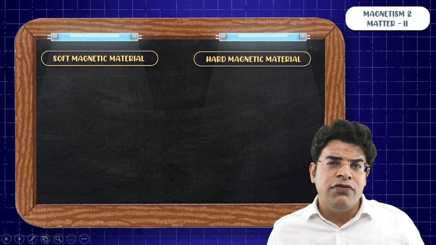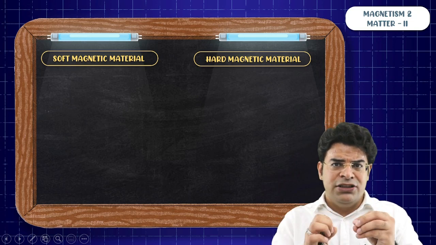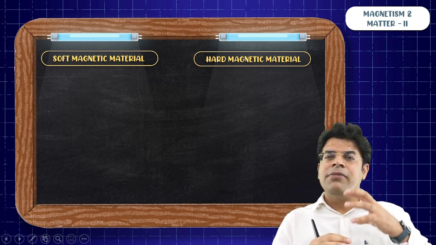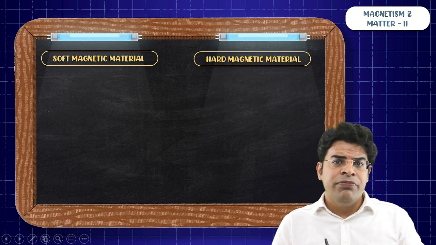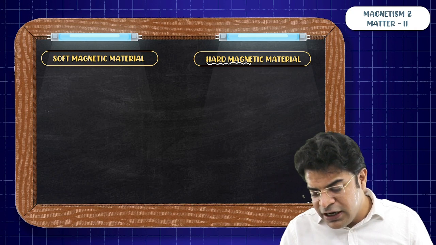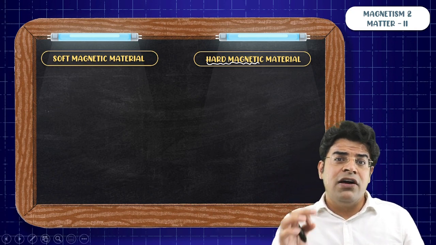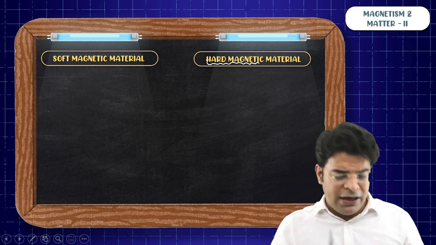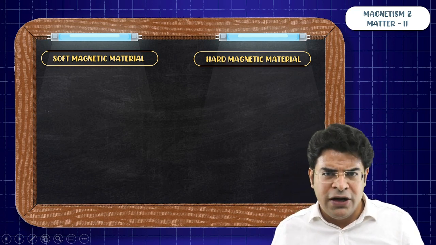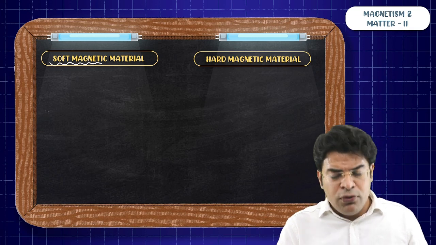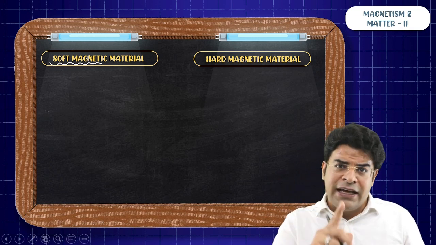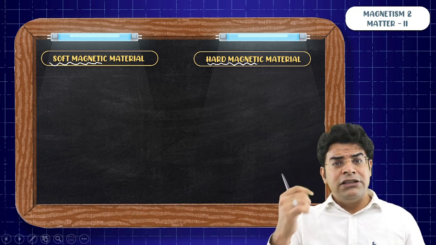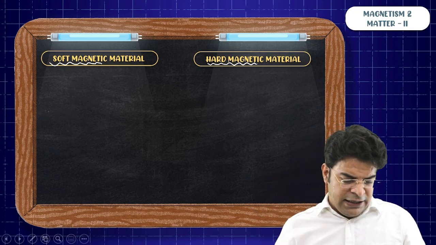When we say soft magnetic material, it doesn't mean that the material is soft. It means that the material can be magnetized or demagnetized easily. And when we say hard magnetic material, it means that the material is difficult to magnetize, and once magnetized, it is difficult to demagnetize. Yeah, it is kind of inertia. A soft magnetic material can be both magnetized easily as well as demagnetized easily, while the hard magnetic material is tough to magnetize, and once magnetized, it is difficult to demagnetize it.